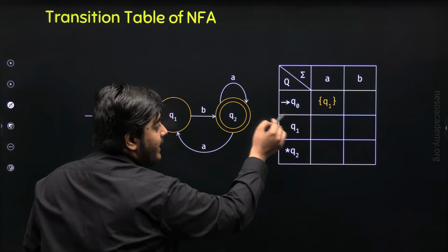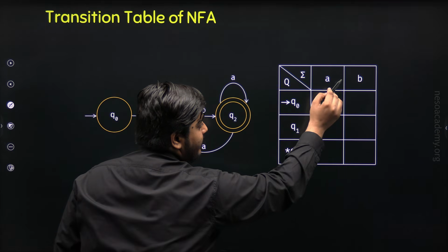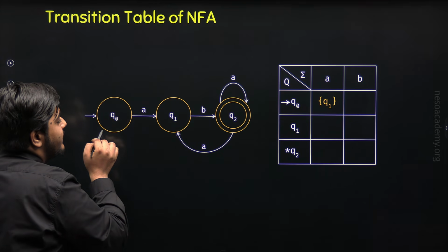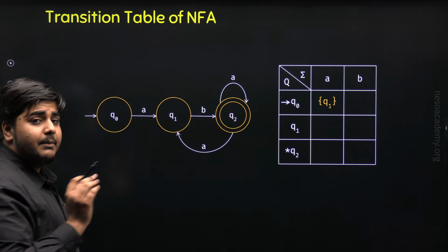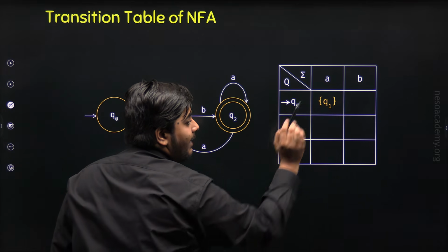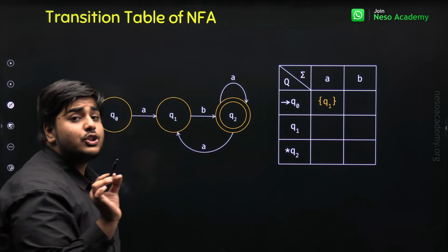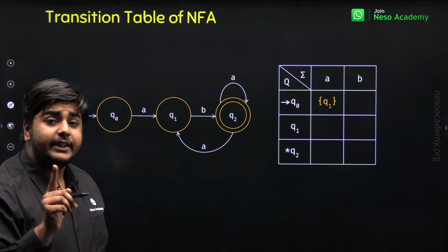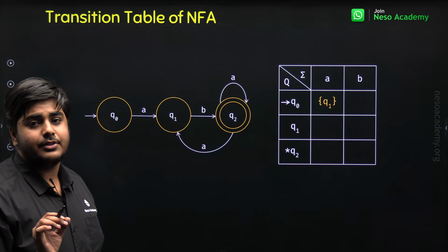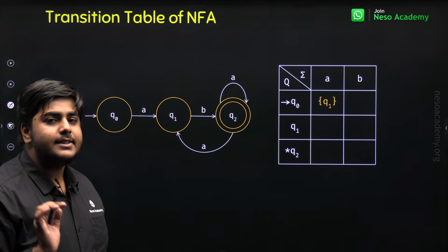Now, if the current state is Q0 and the input symbol is B, what will be the next state? As you can see, there is no transition from Q0 for the input symbol B. That is why we will leave this cell empty. This is not allowed in DFA because in case of DFA, for every state you should have all the transitions. But in case of NFA, it is allowed.